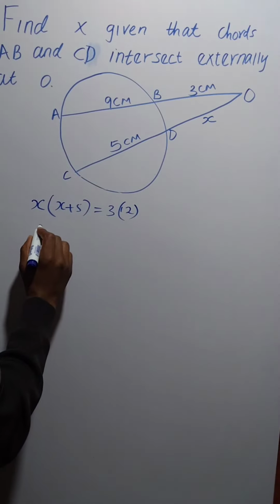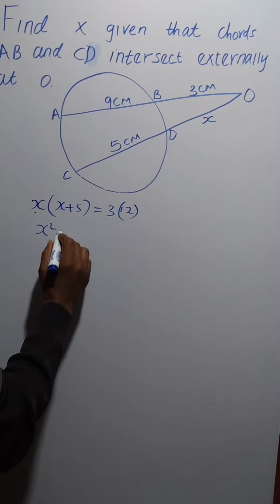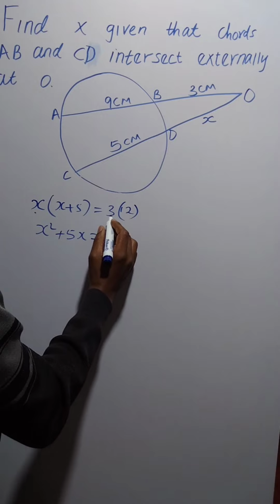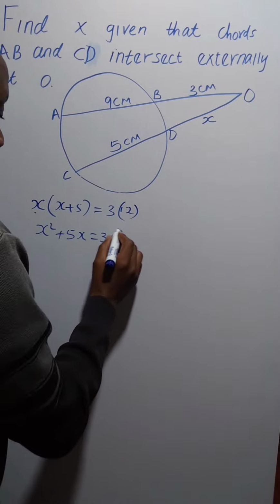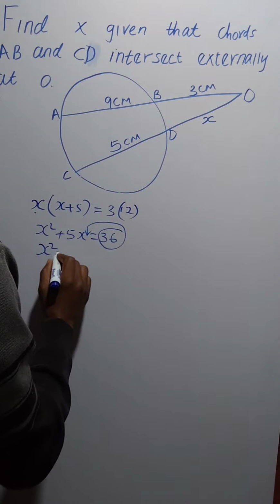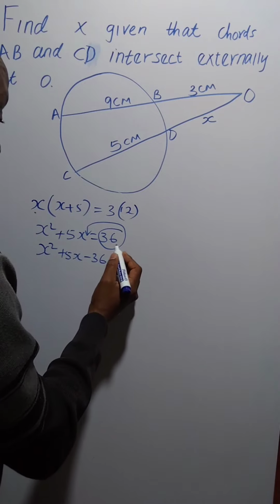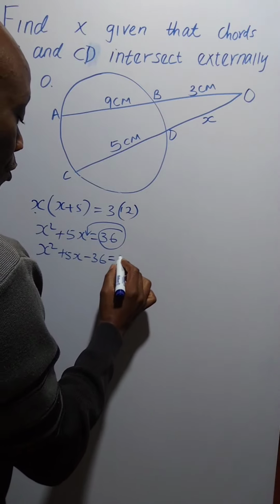We expand or remove the brackets, we shall have x squared plus this times this gives us 5x is equal to 3 times 12 gives us 36. If we bring this one across equal signs, we shall have x squared plus 5x minus 36. This one changes the sign to negative because it has crossed equal signs, is equal to 0.